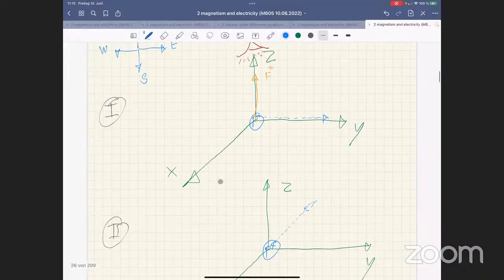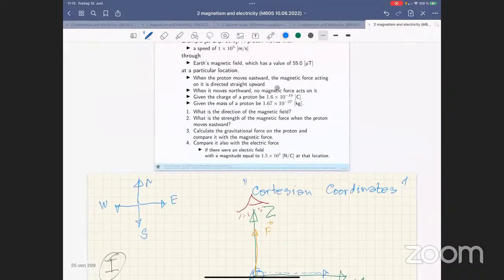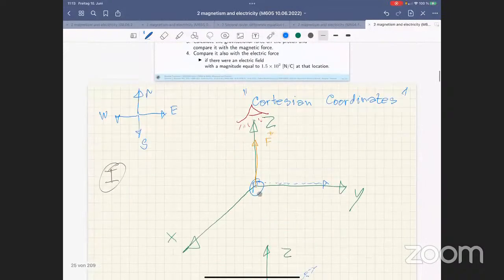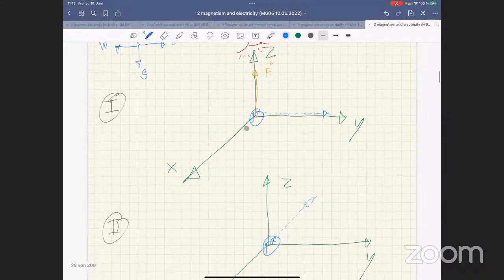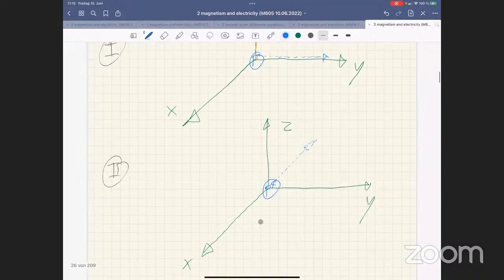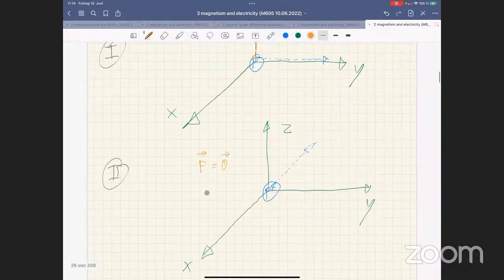This is the north direction, and what they say is that no magnetic force acts on it. So there is no magnetic force at all in this scenario. There is no F in this case. It means the vector F is the zero vector, right? So in the first scenario, we can find the induced force. In the second scenario, we don't have any force at all.